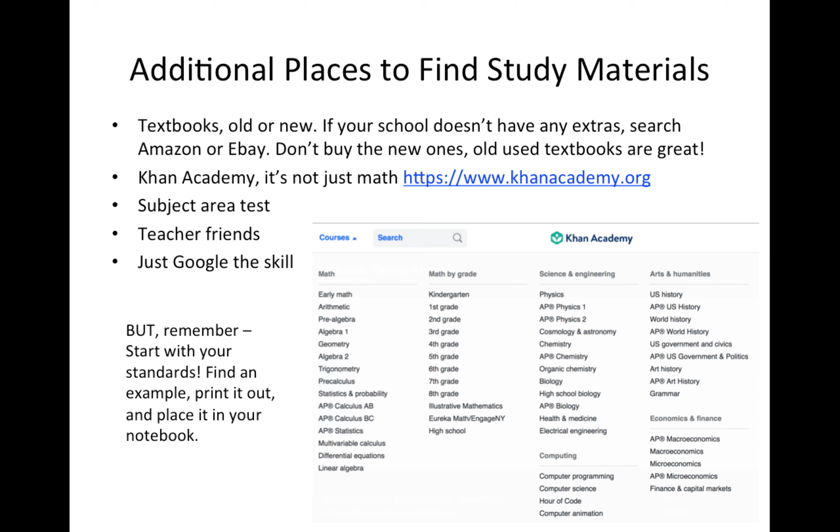Now, additional places to find study materials. To begin with, your best place to find resources to study is your standards. They cannot assess you on it if it is not in your standards. Your next best place for some of you will be textbooks. Again, I'm middle childhood generalist. I was teaching 4th grade when I did this. My content went up to 7th grade.